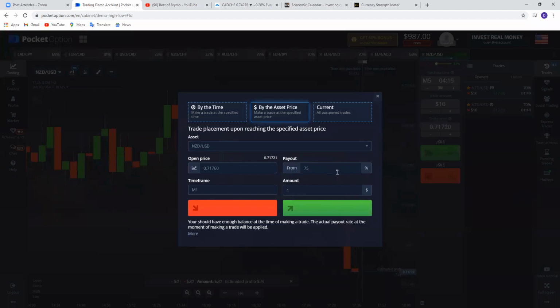If we're not doing the challenge, you can always take trades that pay you 70% and above. But with the compound calculation, we're looking for 75%. So now you're putting it at from 75%. If it is lower than 75%, the trade is not going to be activated. But if it is above 75%, it's going to be activated. So you have from 75% percentage.